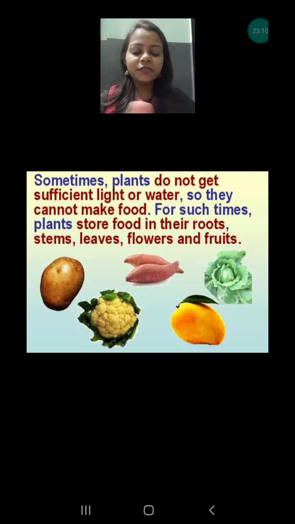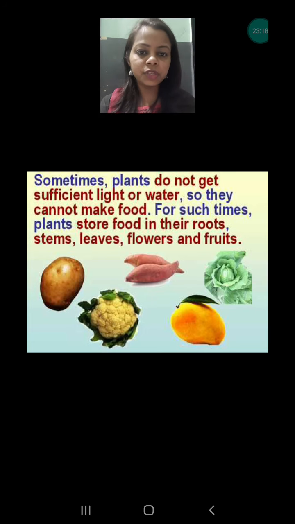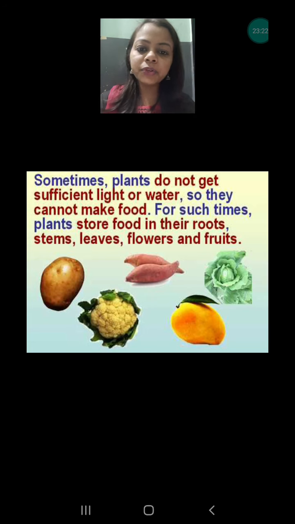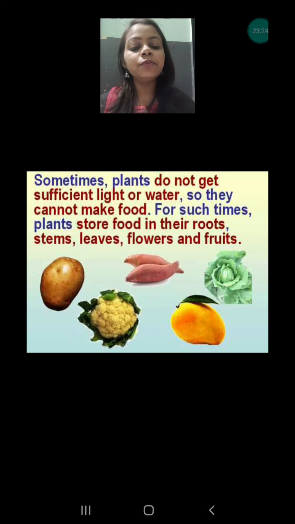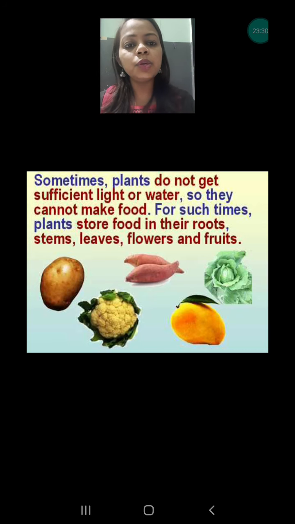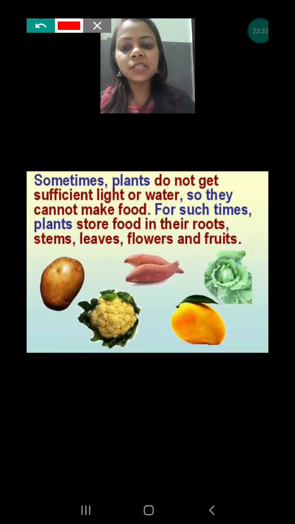Okay, so let's read what is written on the screen. Sometimes plants do not get sufficient light or water, so they cannot make the food. That means they cannot do photosynthesis. For such times, plants store food in their root, stem, leaves, flower and fruit, which is used to get energy. You are seeing many examples on the screen, na? The first one is potato.